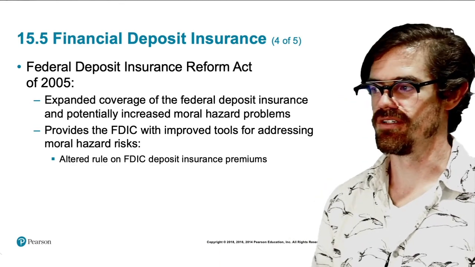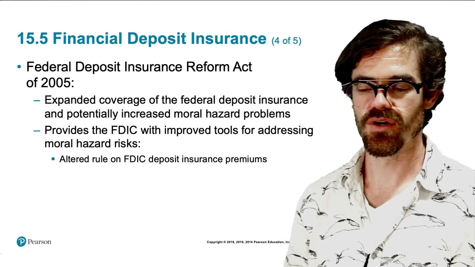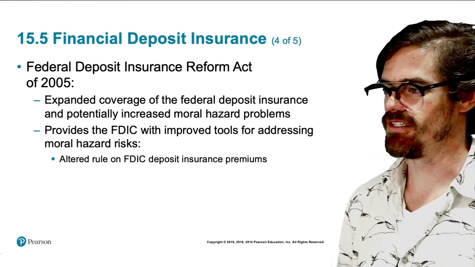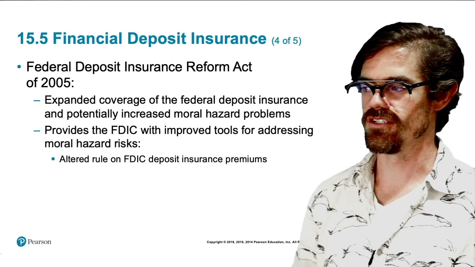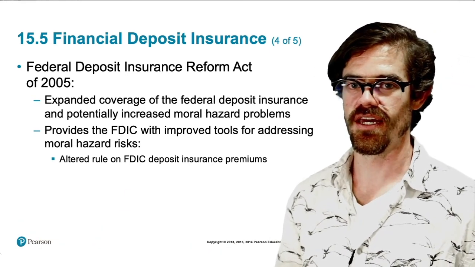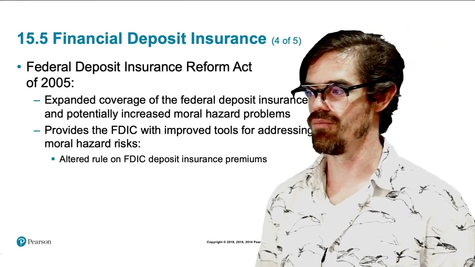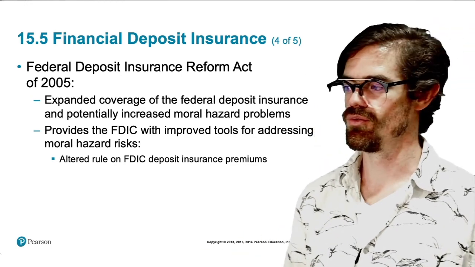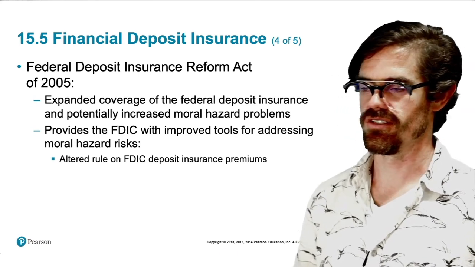In 2005, there was a reform of FDIC regulations. It basically expanded coverage of FDIC insurance, which probably increased moral hazard problems, right? If you're expanding the amount of insurance that banks and institutions have, they're going to engage in riskier behavior once they have that insurance. Moral hazard. But it did provide the FDIC with some improved tools for addressing moral hazard risk. It altered a rule on FDIC deposit insurance premiums.